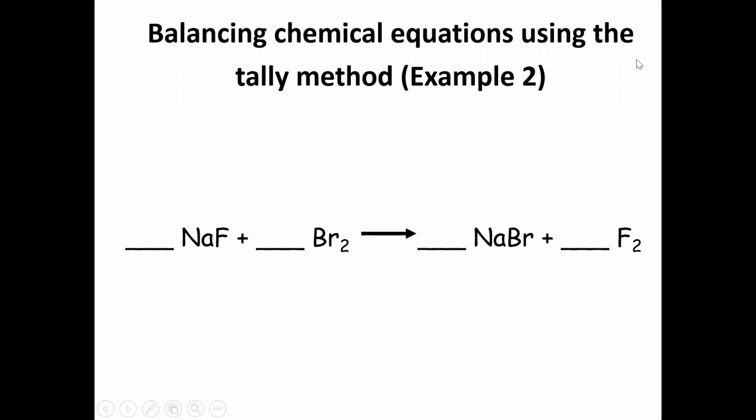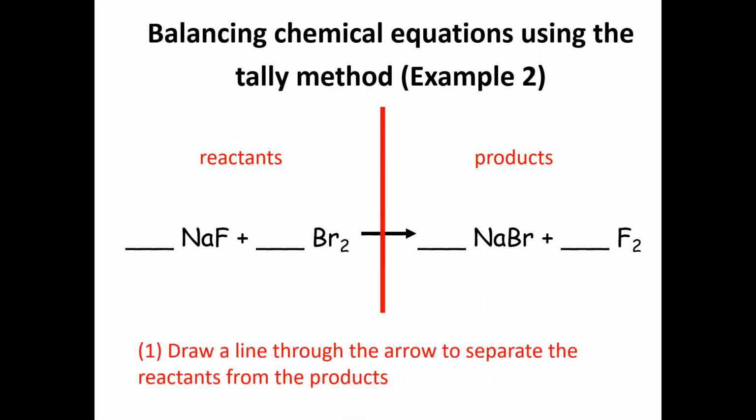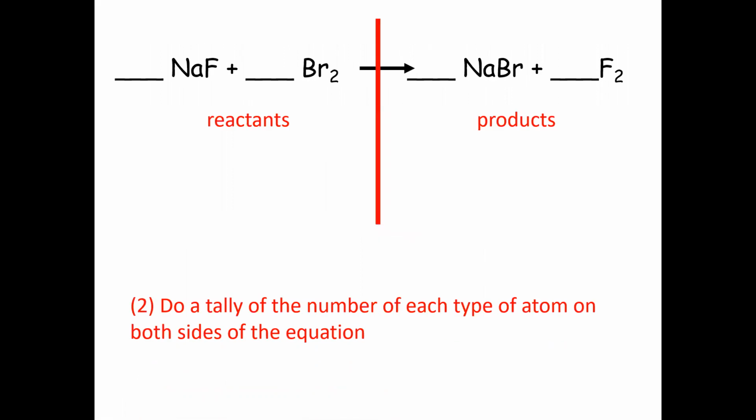Right, okay, my example 2. If I have sodium fluoride here and bromine, they're my two reactants. Then sodium bromide and fluorine are my products. You draw a line through the arrow to separate the reactants from the products, and then you complete your tally of the number of each type of atom on both sides of the equation.